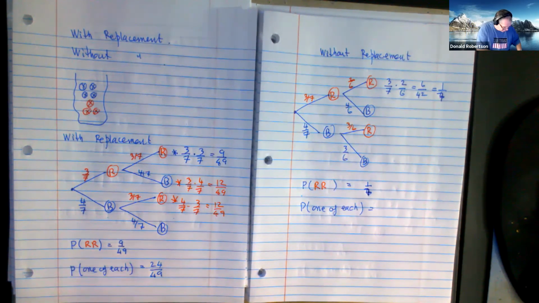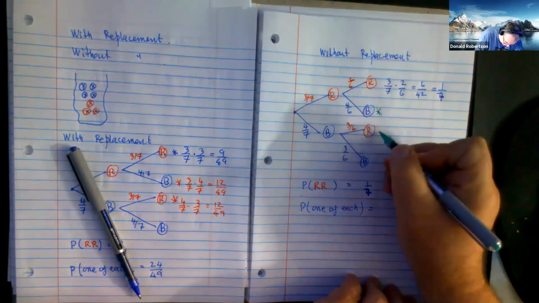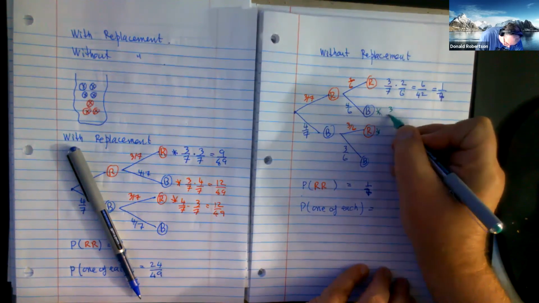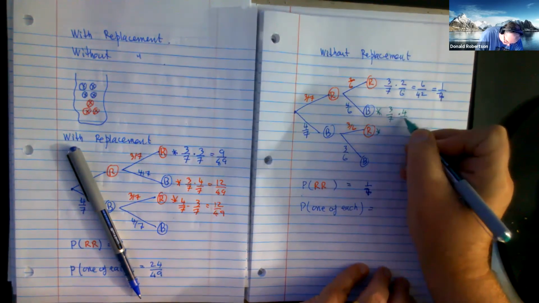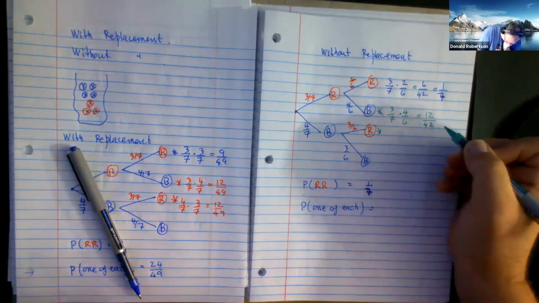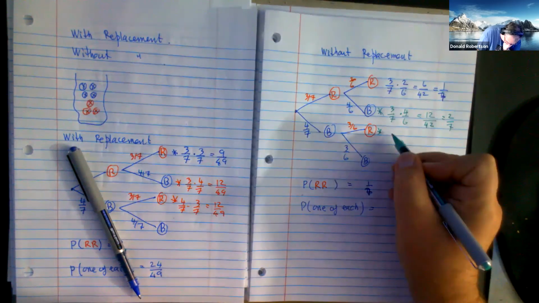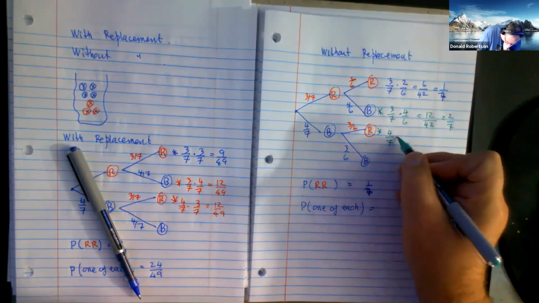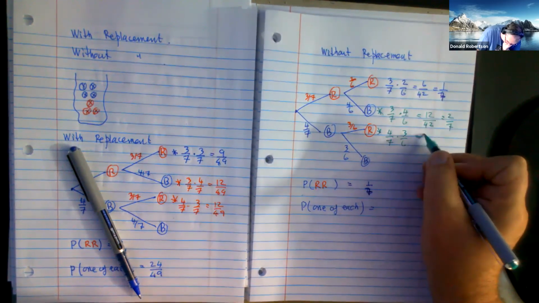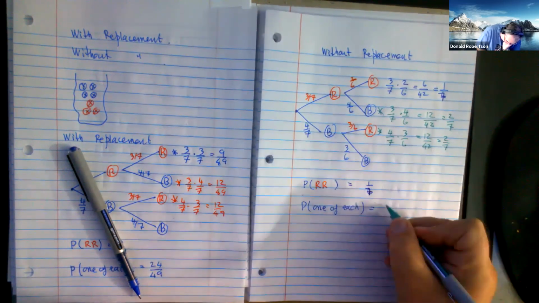Now, 1 of each, that will correspond to these two guys again. So it's going to be 3/7 times 4/6, which is 12 out of 42, which is, I think, 2/7, but you'll keep me right if I'm wrong. And that's going to be 4/7 times 3/6, which is also 12 out of 42. So that's going to be 2/7. So that's going to be 4/7.